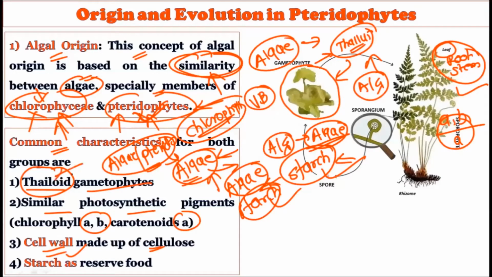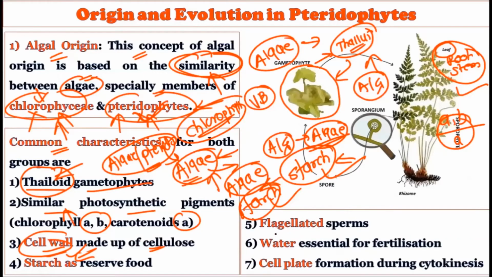First, we have studied that they both show the thalloid gametophyte. Second, they show similar photosynthetic pigments. Third, the cell wall composition is the same, and they both show starch as their food reserve. Now, the fifth one, they both show flagellated sperms, that is the male gamete. In the male gamete of the algae, there is the presence of flagella. In the male gamete of the pteridophyte, there is also the presence of flagella. Sometimes multiflagellated sperms are there.